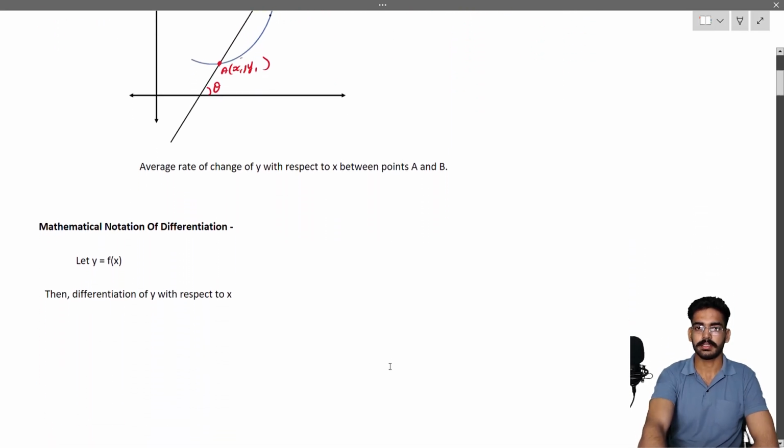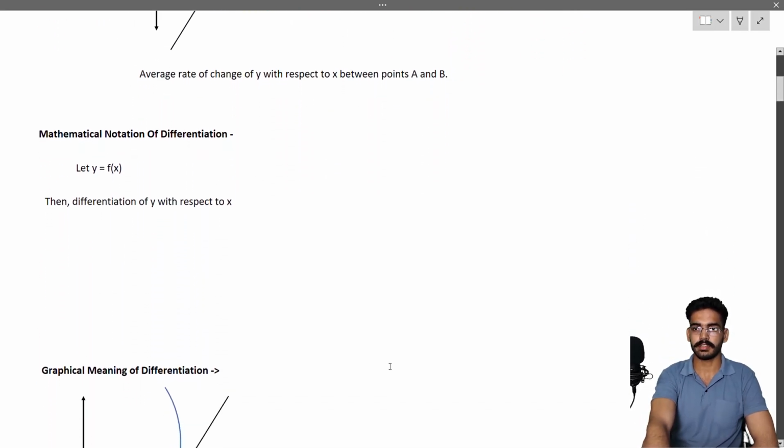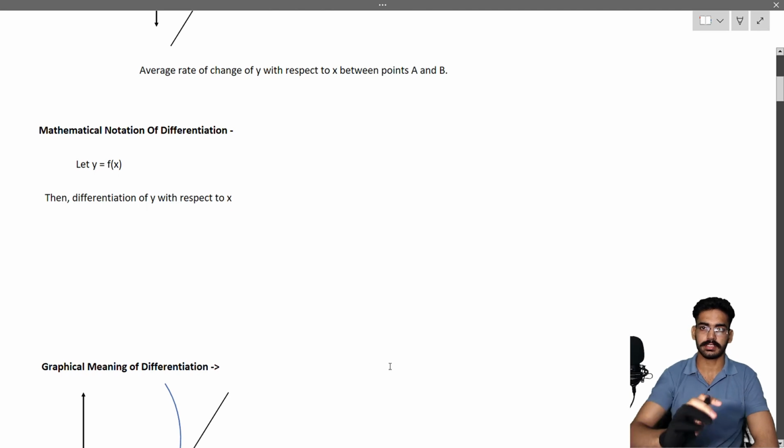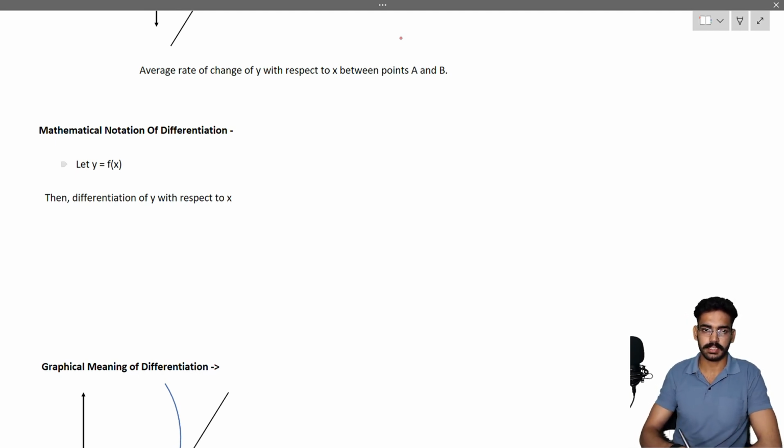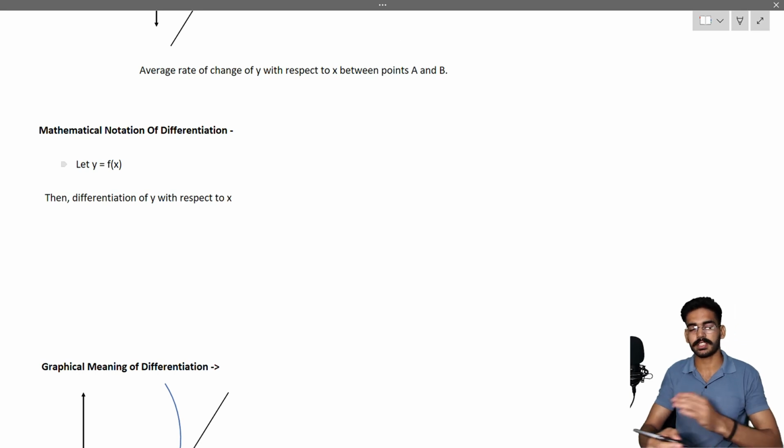Now let's go ahead, just have some patience and we're going to learn what differentiation is, and exactly how to differentiate functions. Now see, the mathematical notation of differentiation, how we denote mathematically any differentiation, how to differentiate. So y equal to f(x), let's say the function is given, y equal to f(x). So f(x) means, as we have already defined, a function of x, something like 2x plus 3 or x square plus sin x, like that.